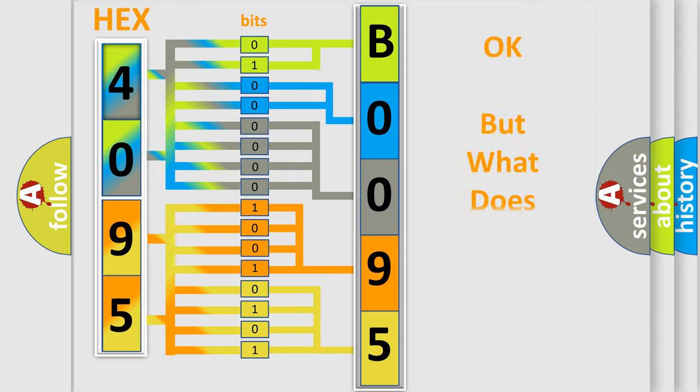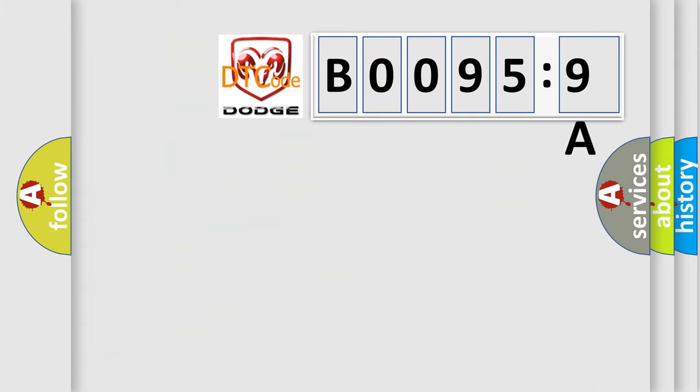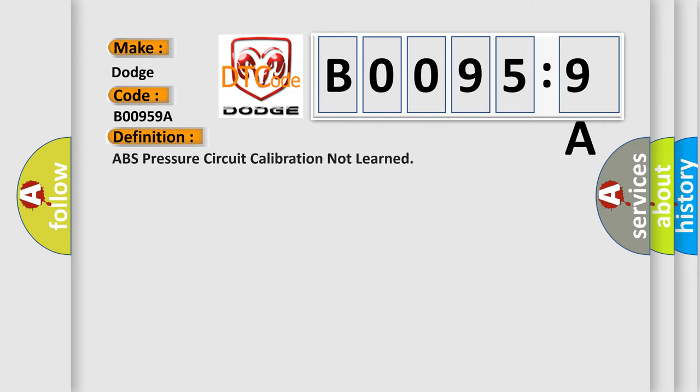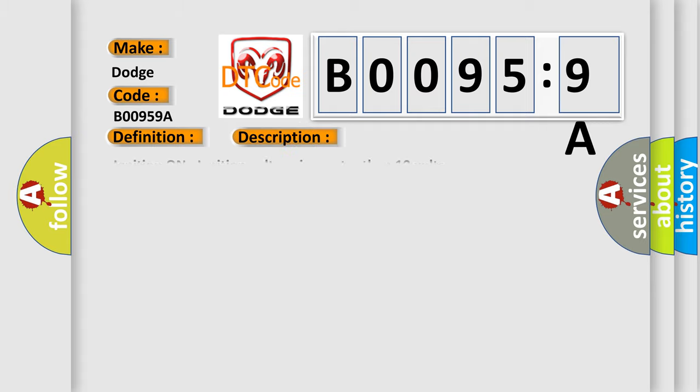The number itself does not make sense to us if we cannot assign information about what it actually expresses. So, what does the Diagnostic Trouble Code B0095-9A interpret specifically for Dodge car manufacturers? The basic definition is ABS pressure circuit calibration not learned. And now this is a short description of this DTC code. Ignition on, ignition voltage is greater than 10 volts.